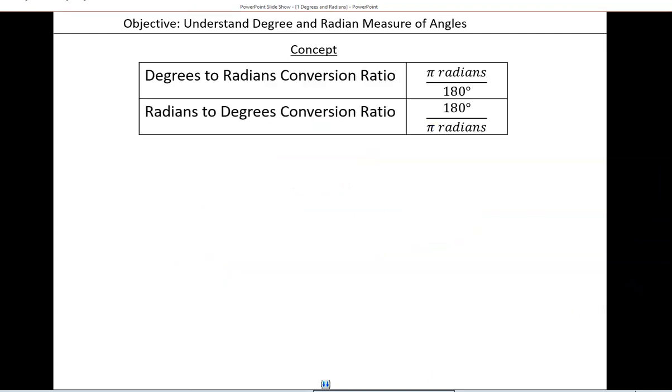This is just summing that up for quick reference. If we're starting with degrees and we want to be left with radians, we want to get rid of degrees and have radians, this becomes our ratio. If we're starting with radian measure and we want to have degrees instead, we want to get rid of the radians and be left with degrees. So that means that we would use this ratio, because this would cancel out the radians and leave us with the degrees in the numerator. So it's a quick reference is all.